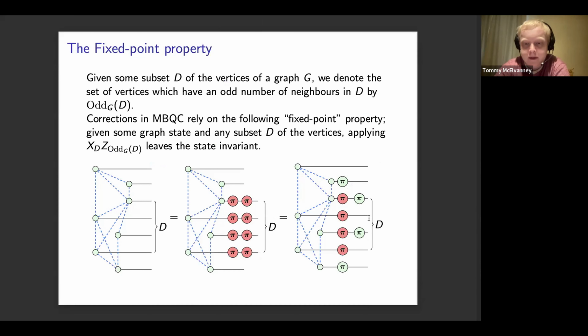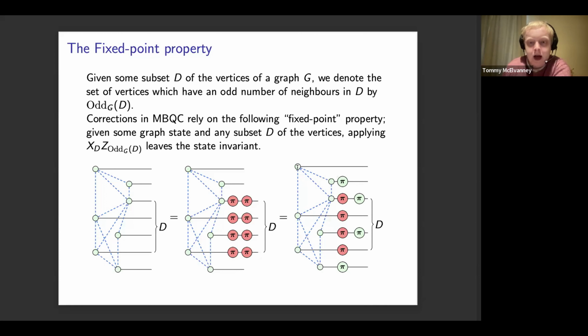The fixed point property can be thought of as inserting two red pi's, which is essentially the identity, on some spiders. And then if we push one set of the red pi's through the adjacent spider, we'll get green pi's on all of the spiders that have an odd number of neighbors in D, as seen. And we can use this to find correction sets quite easily.